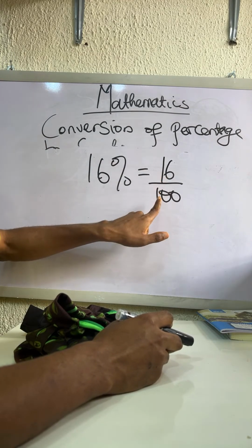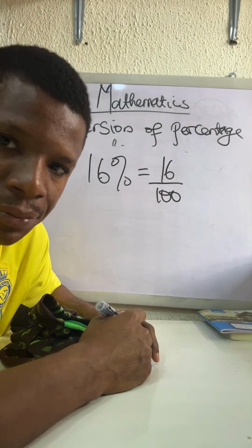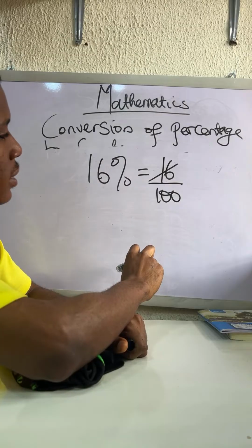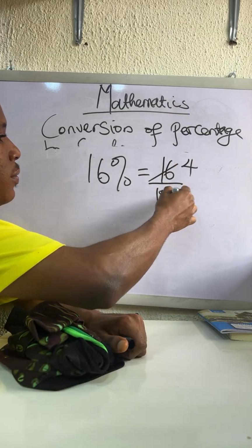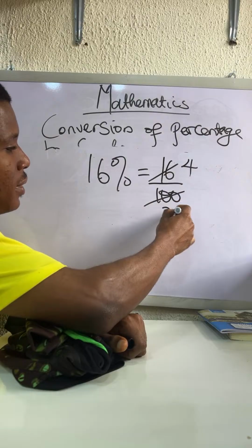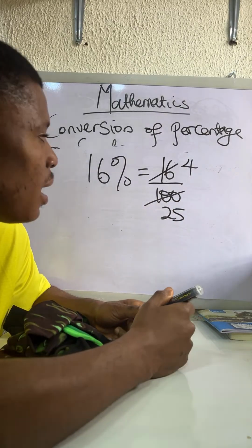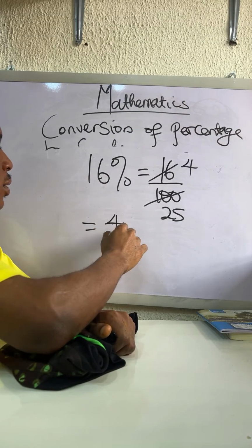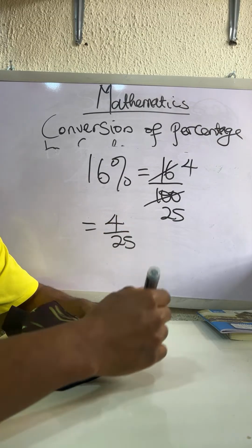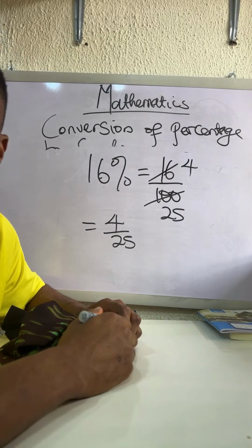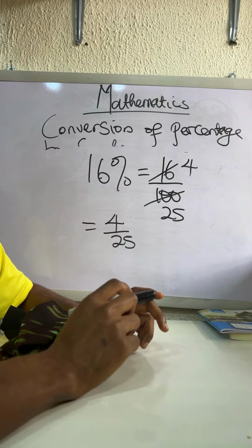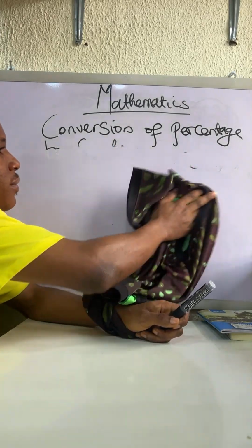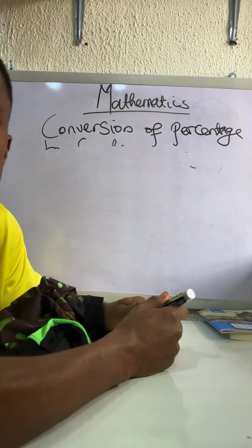If you have 16 over 100, you see that 2 can divide, 4 can divide, to be 4 over 25. So when you have it as 4 over 25, the answer will now be 4 out of 25. Thank you, Rehab. That's the correct answer. So we have it as 4 out of 25. Good. Let's look at the next one.